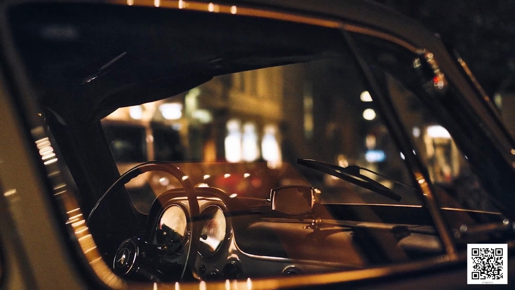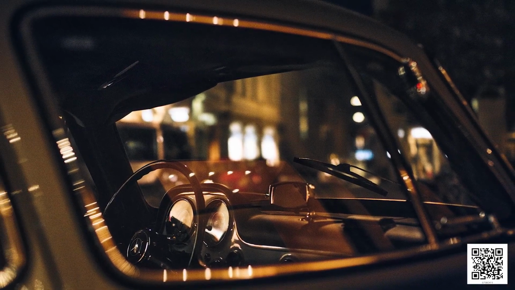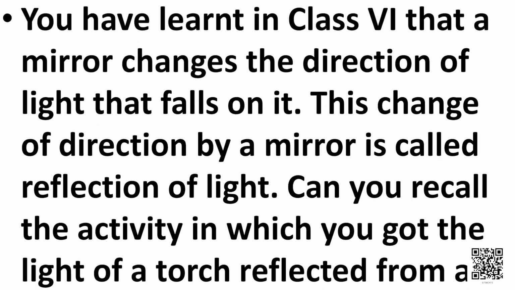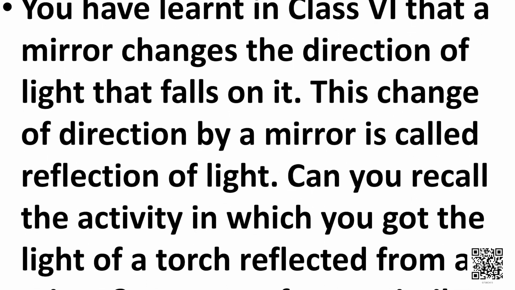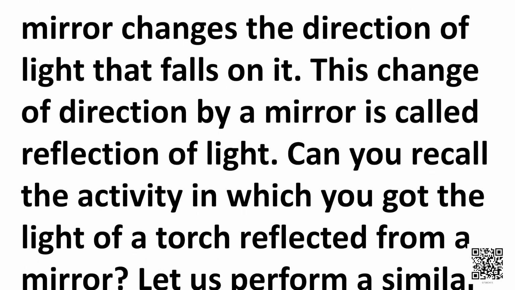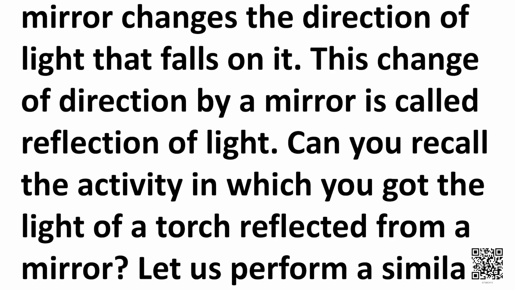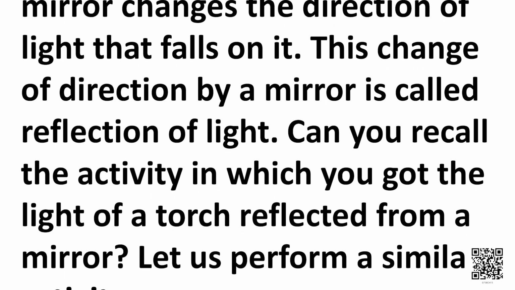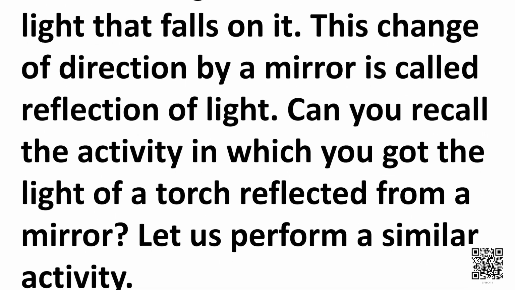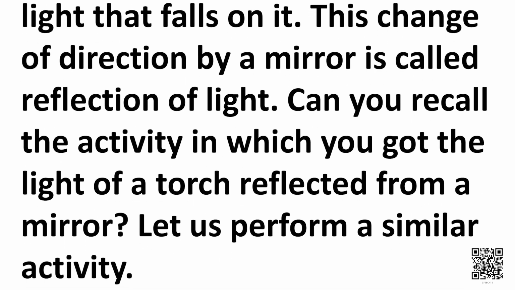But then again comes a question: what happens when light falls on a mirror? So you have learned this in class 6th that a mirror changes the direction of light that falls on it. Now this change of direction by a mirror is called reflection of light. Now students, can you recall the activity in which you got the light of a torch reflected from a mirror? Let us perform a similar activity here. The activity is activity 15.1.